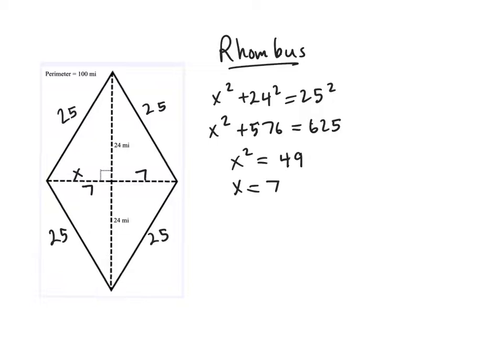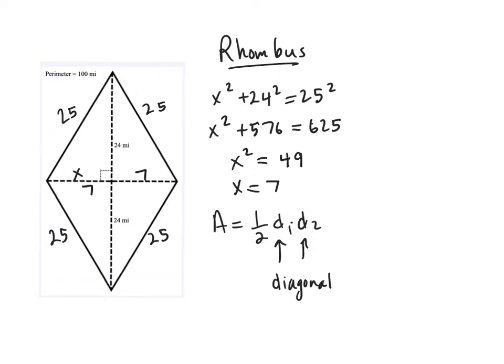Now, there are a couple different ways we could find the area of this. We could find the area of one of these right triangles and multiply it by 4. That would work great. But there is a formula. The formula for the area of a rhombus is 1/2 d1 d2. 1/2 d1 times d2. d1 and d2 are the diagonals.